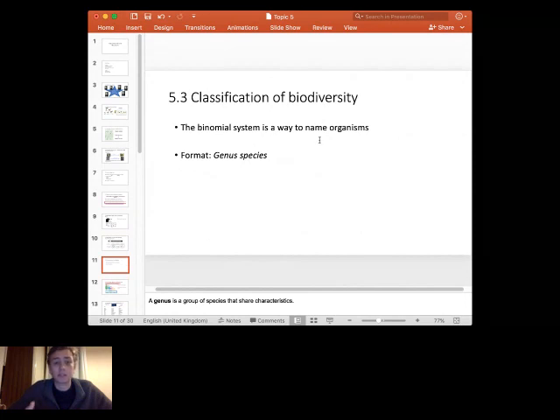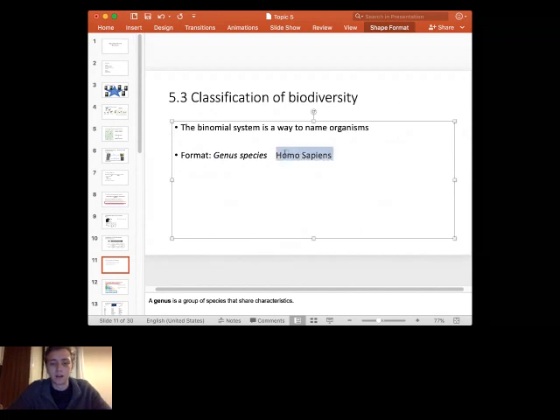5.3 starts off talking about the binomial system, which is basically just a system that we use to name organisms. Okay, so for example, the generic way to write it is that we write the genus name and then the species name in this chronological order. Okay, and you always write it in italics, and the first letter of the first word is capitalized, but the first letter of the second word is not capitalized. Okay, so an example that all of you will know is Homo sapiens, right? So that's us. And it's just a way to name organisms.